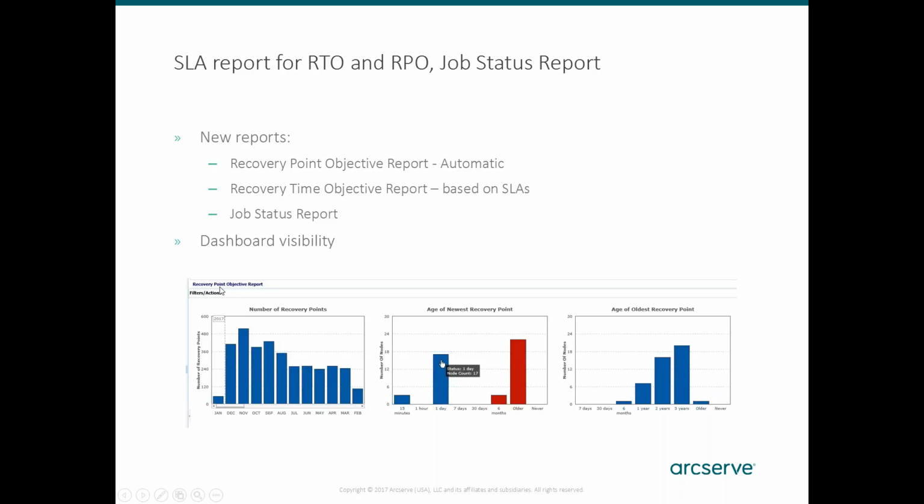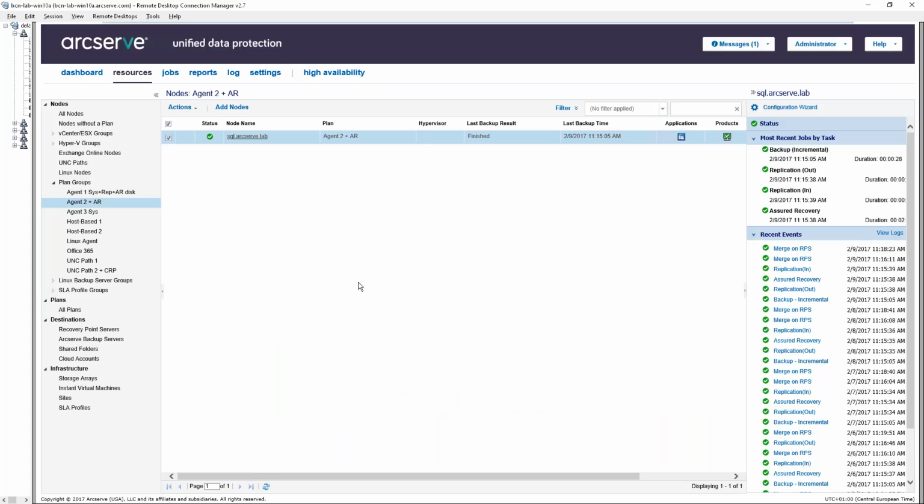So let me just show you the recovery point objective report here. This is how it looks when the system has been upgraded. And you see over the months how many recovery points per month you see. And I think the other ones I explained in the UI. So let's start with the SLAs actually. So SLA profiles are set here in the UI.